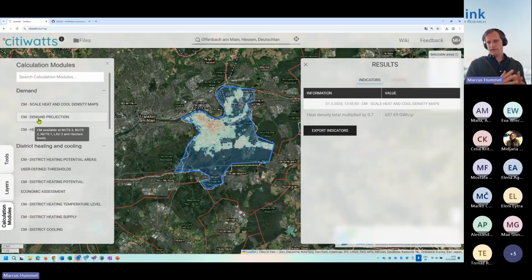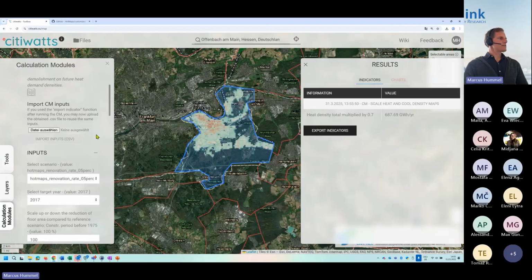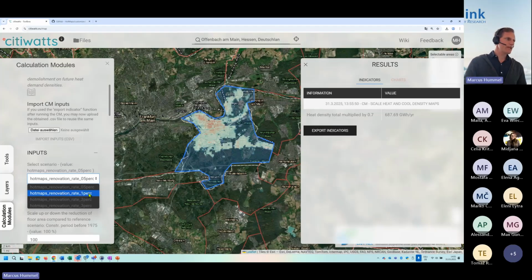we have the simplest way to go, which is to use the scaling module, adapt the default data, and then have a future map. The second one is we use this demand projection module. And what the demand projection module does, as I said, is we have a certain scenario in the background, and actually we have 4 scenarios here, distinguished mainly regarding renovation rates: 0.5, 1, 2, 3%. And there are assumptions on the depth of the renovation measures for the different types of buildings in the background.